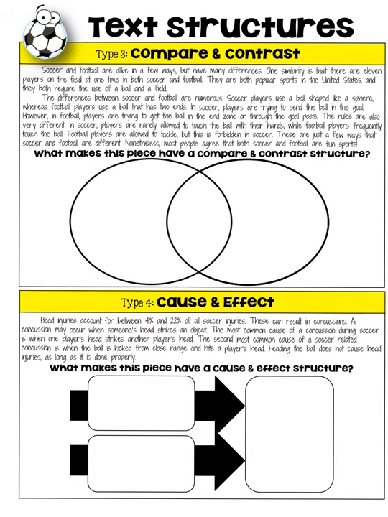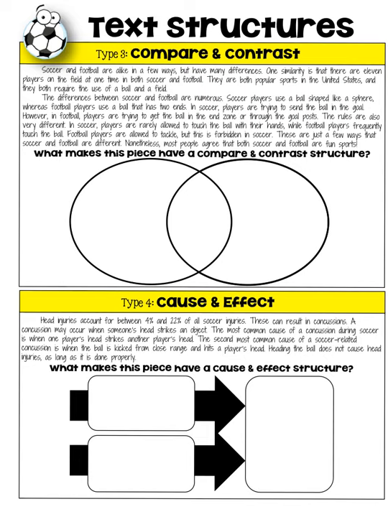The next text structure we're going to talk about is compare and contrast. Compare and contrast is how we look at things and decide how they are alike and how they are different. Soccer and football are alike in a few ways, but have many differences. One similarity is that there are 11 players on the field at one time in both soccer and football. They are both popular sports in the United States, and they both require the use of a ball and a field.